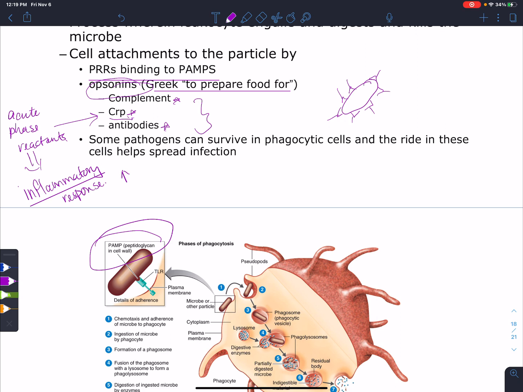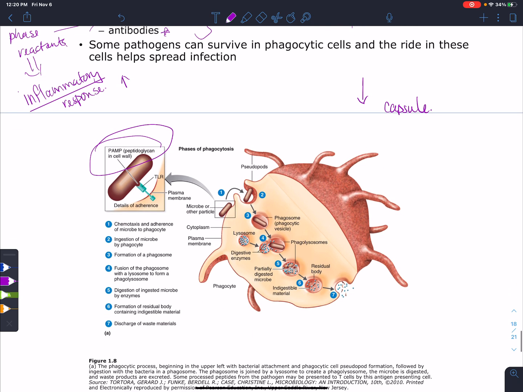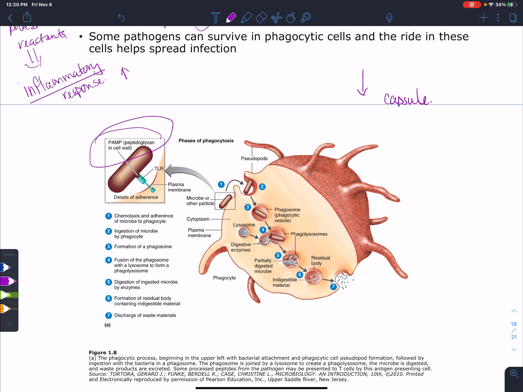Okay? Now, what's interesting and gets tricky is some pathogens can survive in phagocytic cells and ride in these cells to spread infection. What's one thing that we learned in micro that these bacteria use as a virulence factor against phagocytosis? Anyone remember before I say it? No, I know you can't answer me right now, but how about a capsule? Remember our capsule?